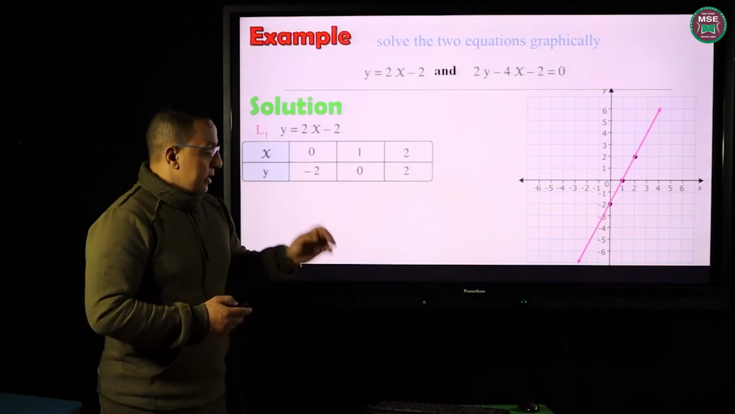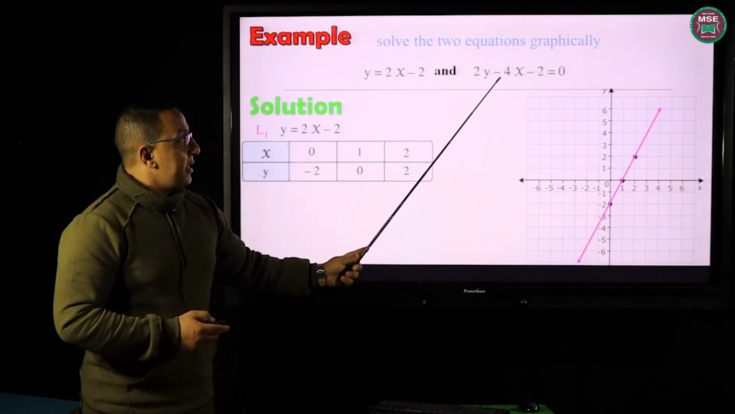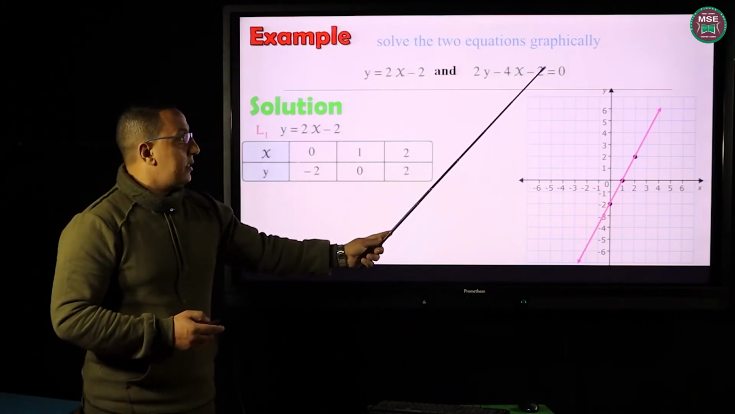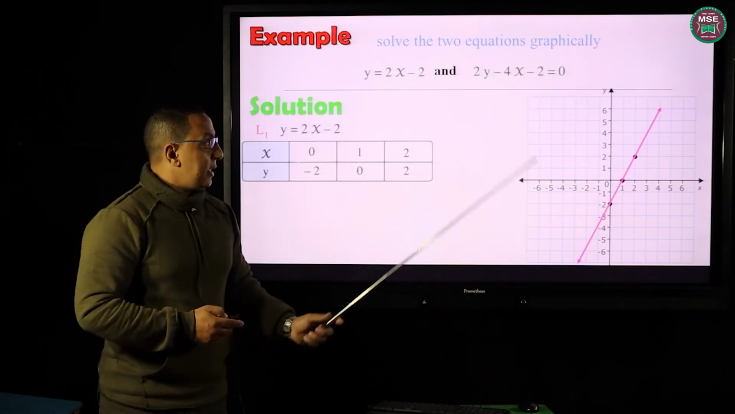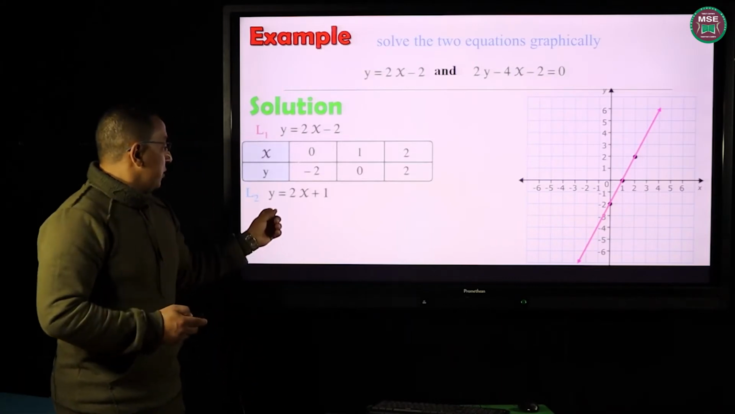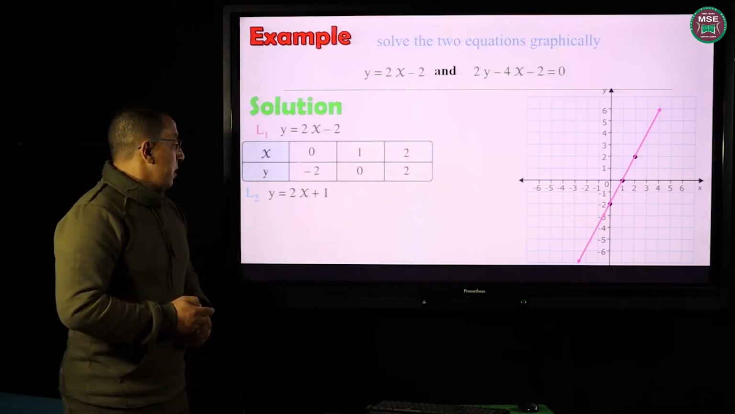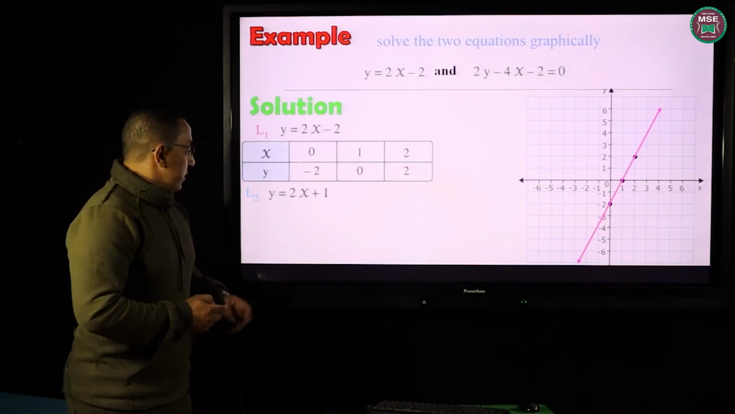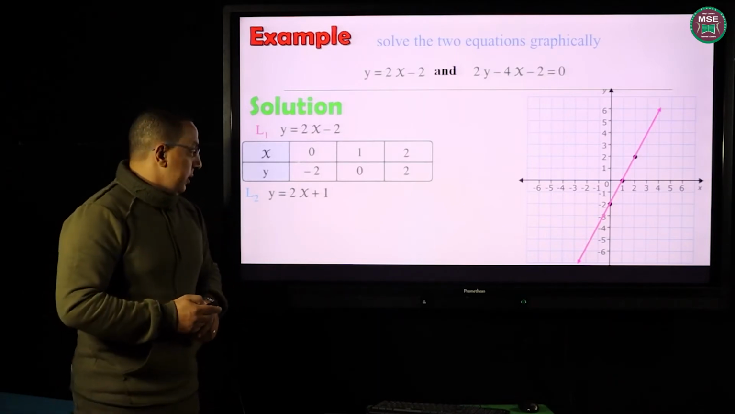The other one, here I'm going to send minus 4x to the right side and minus 2 to the right side and then divide by 2. It will be like this: y equals 2x plus 1. Then I'm going to write the table.